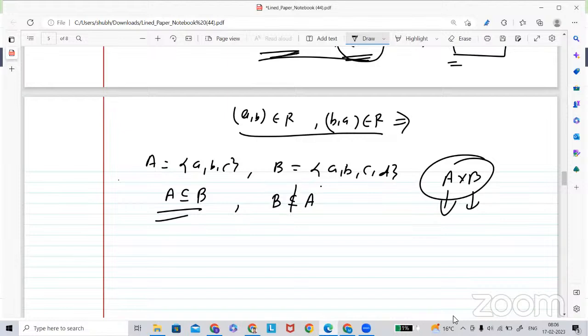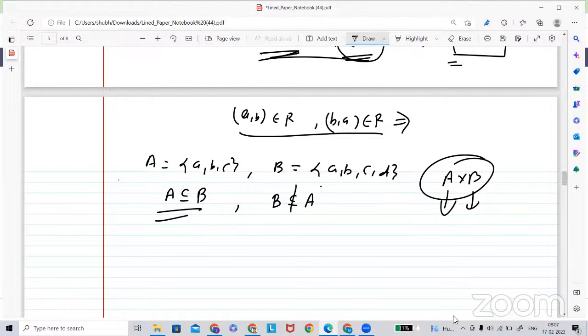What about AB and BA? Both are present, no? So when AB and BA are present, it should not be called antisymmetric. Yeah, that's what I'm saying. If both are there, then it should not be called antisymmetric. Exactly, that's what she's saying. But we have to check for all pairs, right?